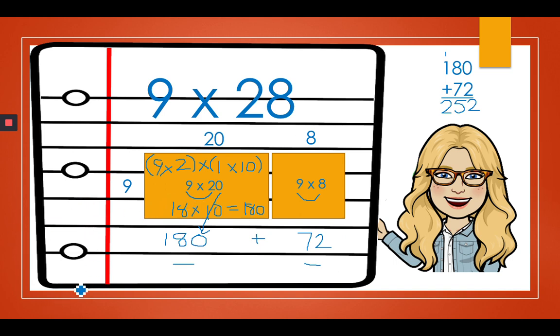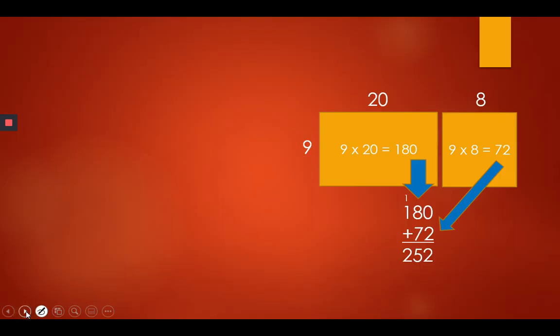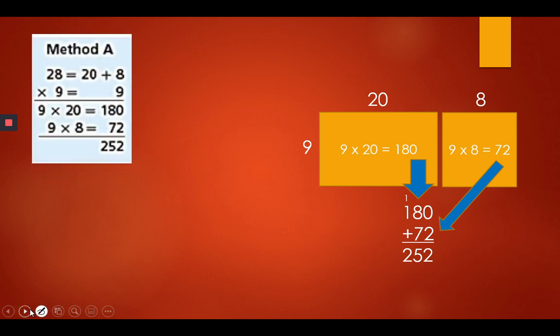We're going to look at how this problem can be done in many ways. So here's our area model that we just did on our last page, and we're going to compare this area model to 4 different ways that we can do this multiplication problem. So let's start out with method A.